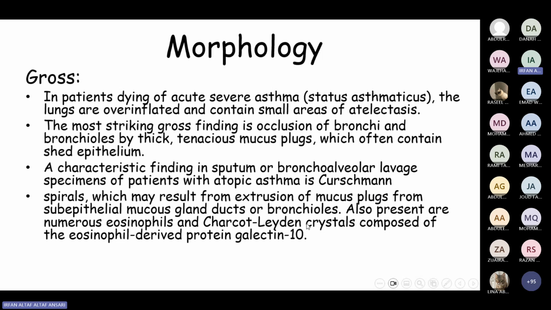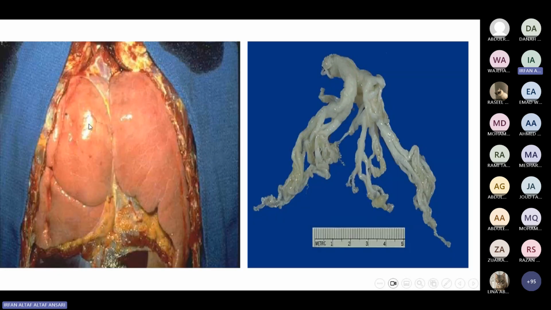These Charcot-Leyden crystals are usually made up of the eosinophil-derived protein galectin-10. Galectin-10 is a very important, strongly associated mediator. This is how the lungs will look. As soon as you open the chest, the lungs will bulge, hyperinflated lungs. And this is the mucus plug, which we call Curschmann spirals. When you examine them under the microscope, you will see eosinophils, epithelial cells, Curschmann spirals, and Charcot-Leyden crystals.